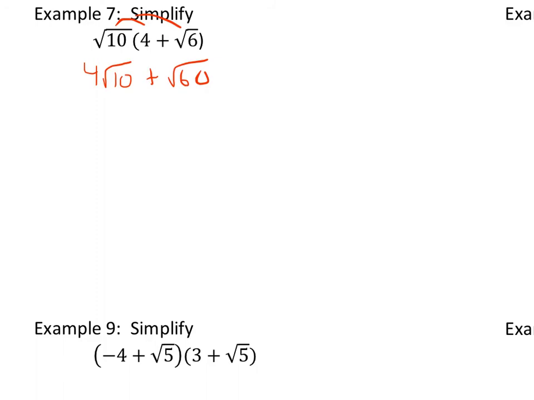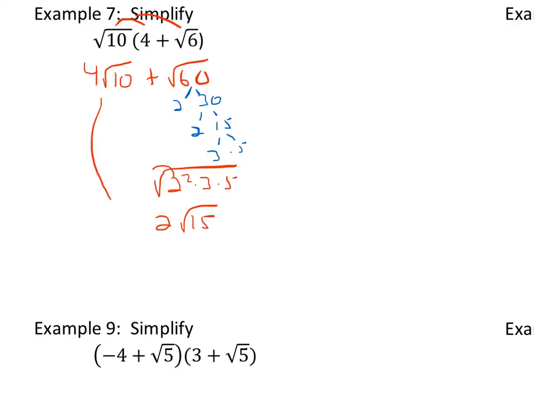All right, now root 10 is simplified, root 60 is not, so we notice that that's 2 times 30, and 2 times 15, and 3 times 5, which is a root, and we have 2 squared inside it times 3 times 5, which makes the 2 squared come out and leave you with a 2, and you have root 15 on the inside. You still have the 4 root 10 at the very beginning. Now they are not like terms because the roots are different, and that is considered finished.